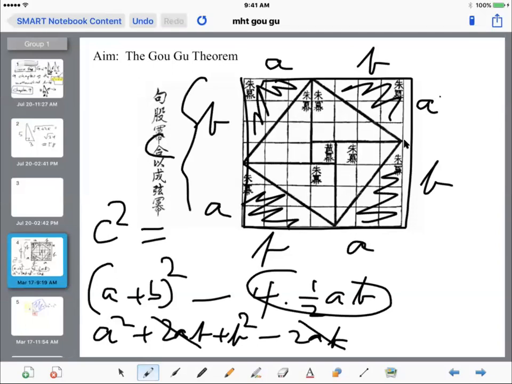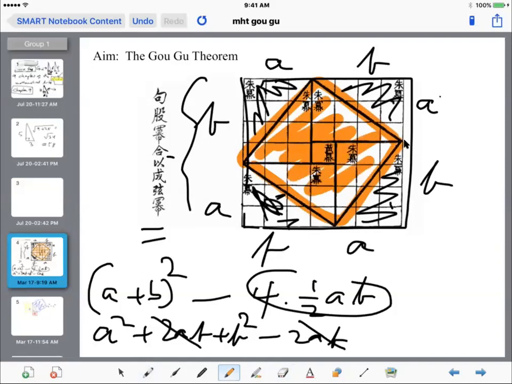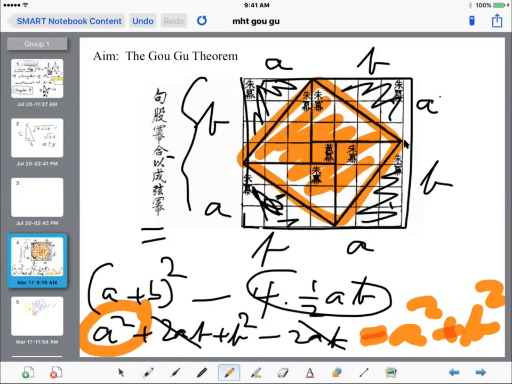Sorry, something went wrong here. A plus B is not the same thing as C. Sorry, I got myself confused there. When you subtract away the four triangles, what you're left with is the thing in the middle. But that thing in the middle is A squared plus B squared. So that's all that's left when the two ABs cancel out.